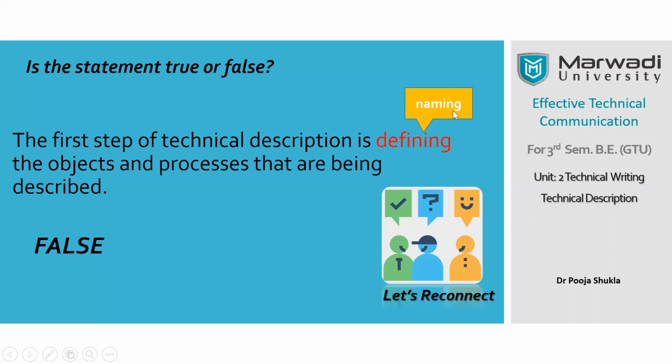Did I not tell you in the very beginning, you have to name the object, you have to name the process. Otherwise, what are you talking about? That blue colored thing, that yellow colored thing, that white colored thing, you cannot do that. So in technical description, the very first thing that you need to do is you have to give it a name, right? So that is why this statement is false.